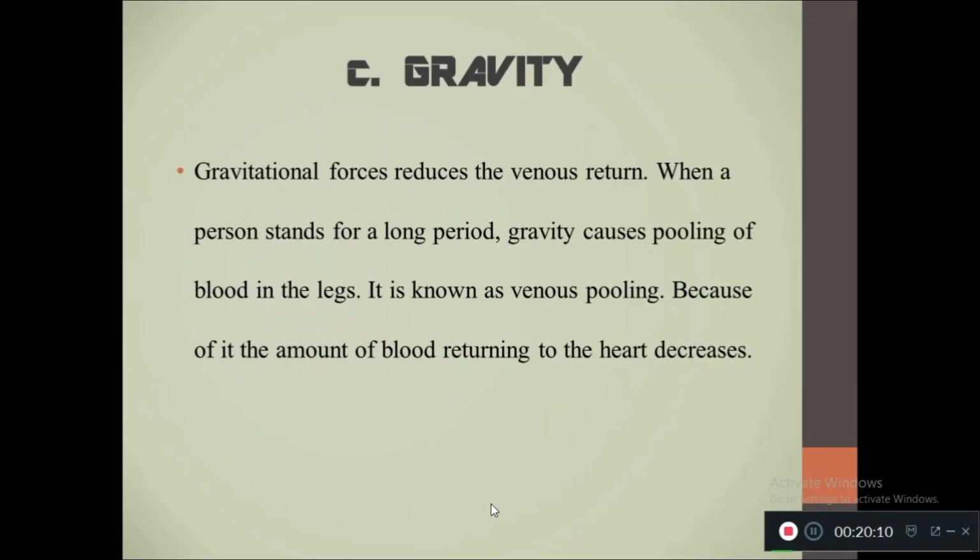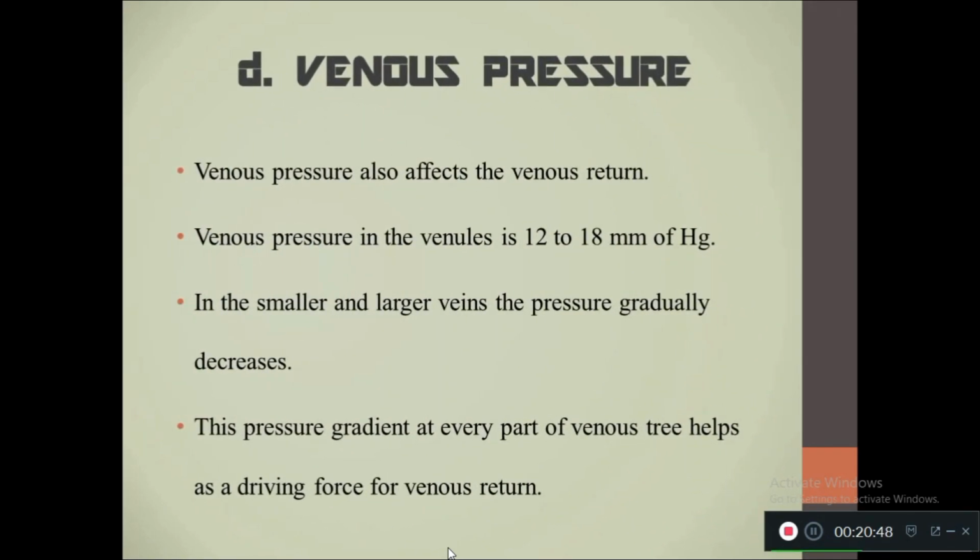Gravity. Gravitational force reduces the venous return. For example, if you stand for a long period of time, the blood which needs to come from the lower part of your body will not come very easily. The blood cannot travel easily against gravity. At that time pooling of blood occurs. That is called venous pooling. Because of this, the amount of blood returning to the heart also decreases. This is about gravity.